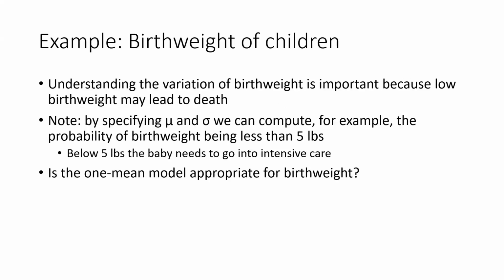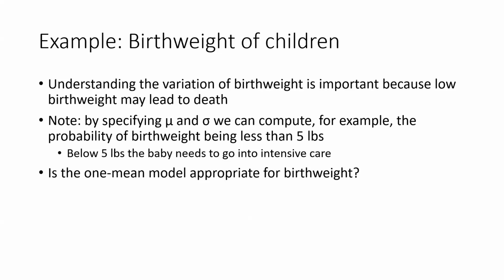we might want to understand the variation of birth weight, because low birth weight may lead to death. Specifically, birth weight is a health indicator. So specifically, we're interested in finding out the probability of having less than 5 pounds birth weight, because that's an indicator that the baby needs to go into intensive care right away. And we can compute that by getting mu and sigma from the normal distributions.